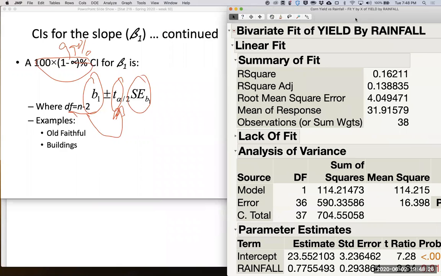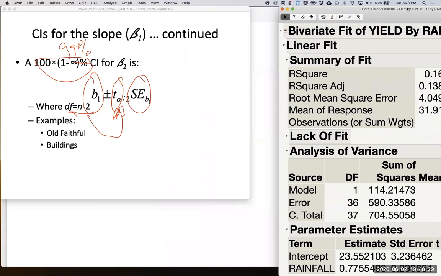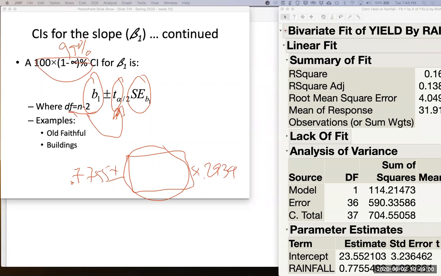And I'm going to move this over here so that we can't see anything other than the estimate and the slope. I'd say 0.7755 plus or minus, well, the t value will appear here, times 0.2939. The t value that I will be using is based on degrees of freedom equal to 36, because we've got 38 data points in the data set, 36 degrees of freedom. So let me get you the t value for 36 degrees of freedom appropriately.